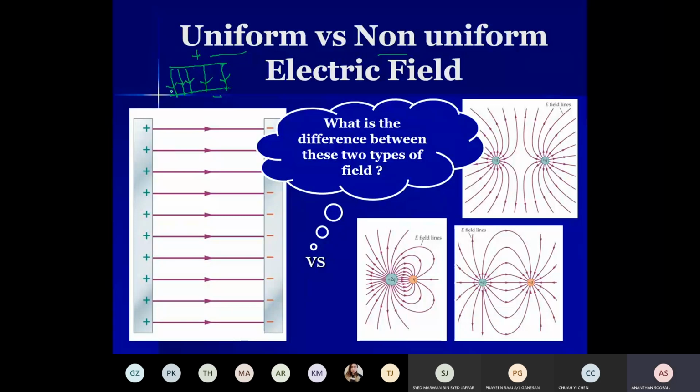So is it a uniform pattern? You won't be given a mark. It has to be parallel, and at the same time has to be equidistant. Make sure the distance separated is the same.